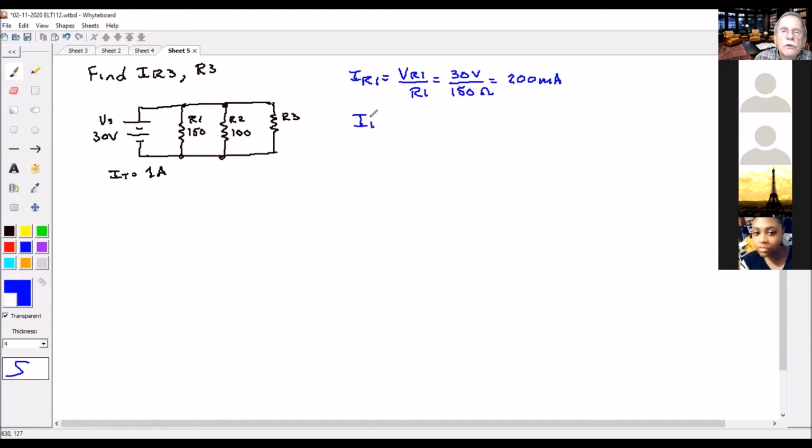And I sub R2 is V sub R2 over R2. So I have 30 volts divided by 100 ohms, which is 300 milliamps.